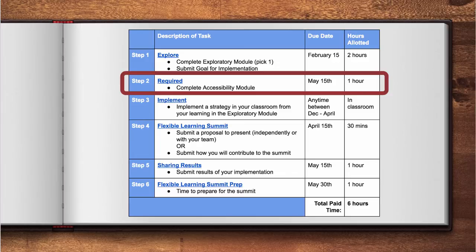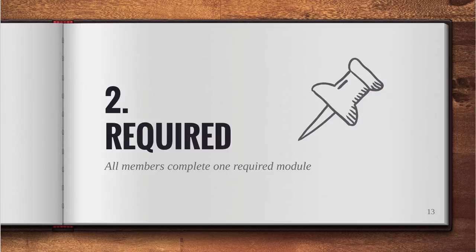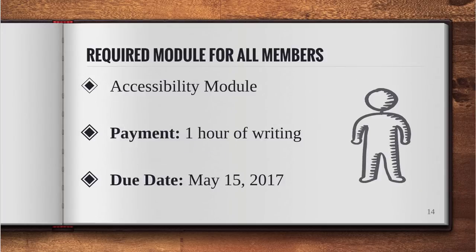Step 2, required. Step 2 on Moodle is the accessibility module. This module is required for all members and will provide members with the necessary research and information needed to create accessible digital content for all learners. You will be paid for 1 hour of writing time. This module must be completed by May 15th, 2017.